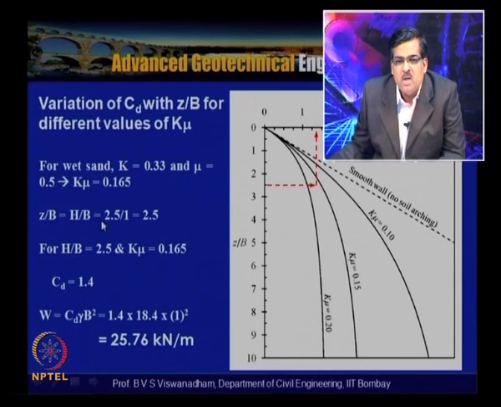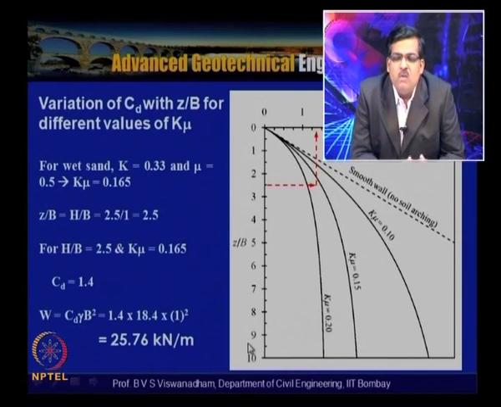So 2.5 meter divided by B, that is 1, which is nothing but 2.5, and for H by B equal to 2.5, K mu is equal to 0.165. For Z by B equal to H by B equal to 2.5, K mu is equal to 0.165, we can read CD here, and CD works out to be 1.4. So with that what we can get is that W is equal to CD into gamma B square, wherein 1.4 into 18.4 into 1 square. So with that what we get is 25.76 kilonewton per meter.